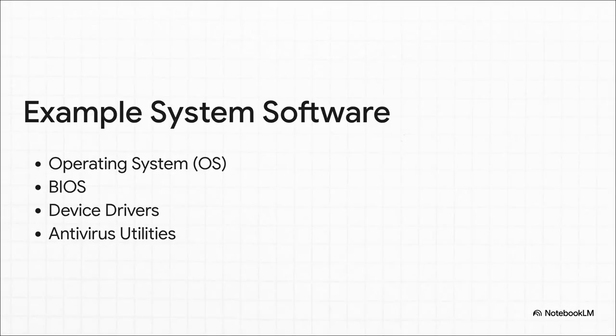Your operating system, so Windows, Mac OS, Android, whatever you use, is the biggest, most important piece of system software. It manages everything. But there's other stuff too, like the basic instructions your computer needs just to turn on, or the little driver programs that let it talk to your printer. It's all the essential stuff you never really see.